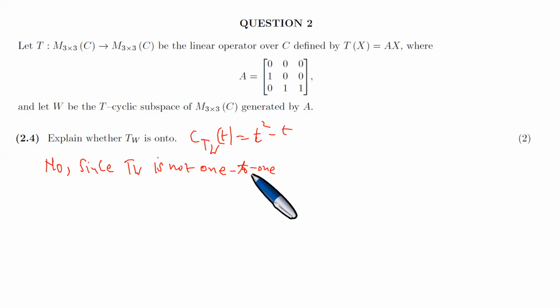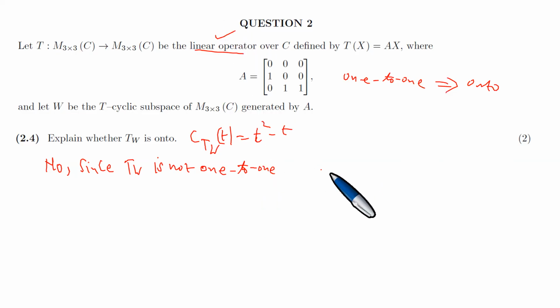What are we saying here? For linear operators, this is not just for any functions, a one to one linear operator is an onto linear operator. So if it is one to one, then it's onto. But obviously, this is true for linear operators, but not just for functions in general. Now we continue.